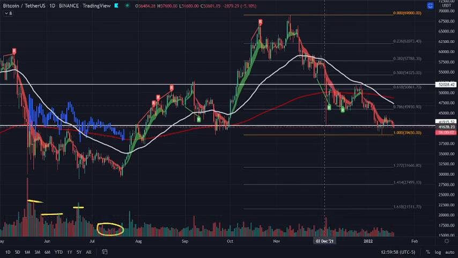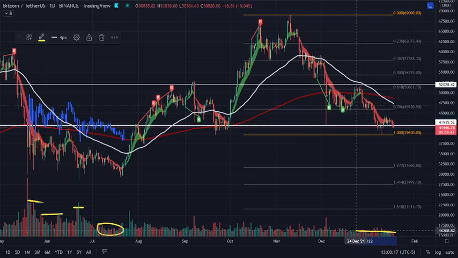So what does that mean? We had more selling at 42,000 than we do at 39,000. You see that? And in this zone, recently, in the past few weeks, we've had very little selling. See this? Very little selling.